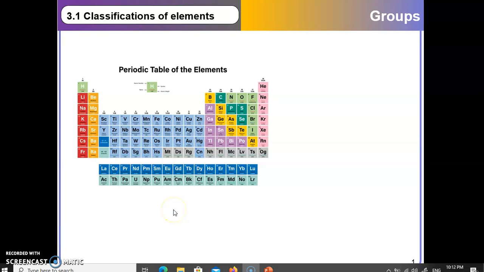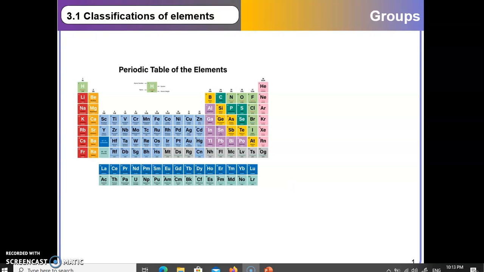In the previous lesson, we have learned how to deduce the period and the block of an element based on the electronic configuration given. Next, we are going to learn how to deduce the group of an element based on the electronic configuration.